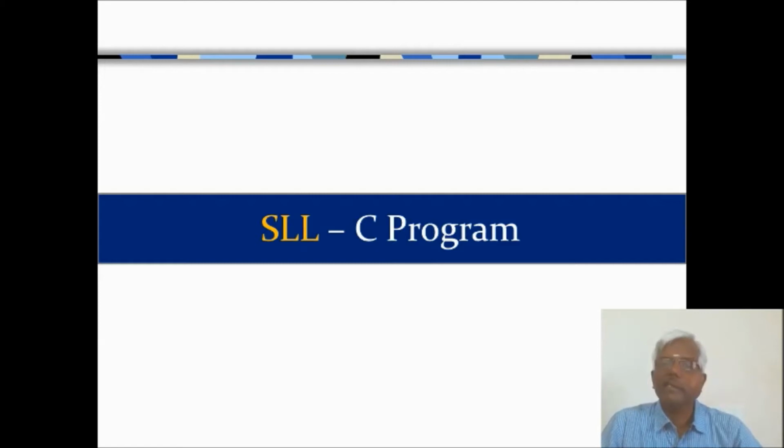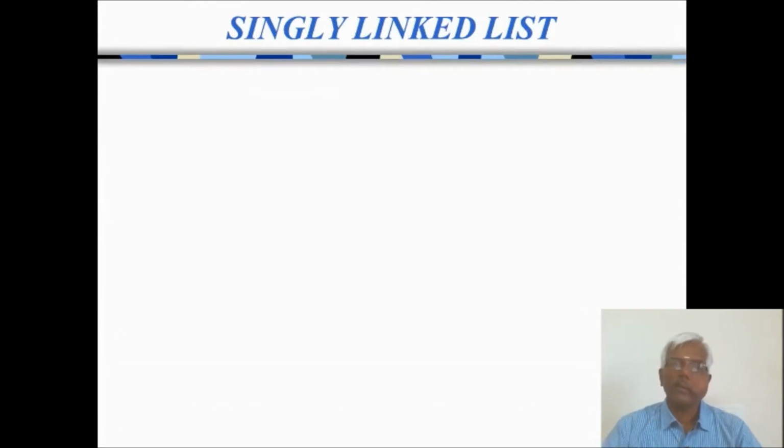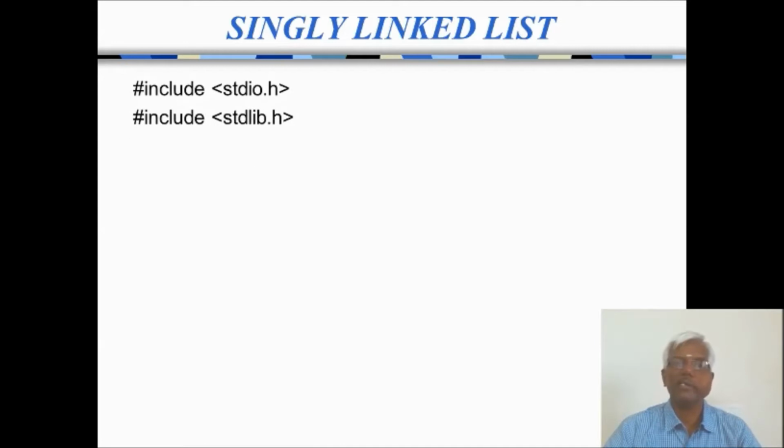Let me see a C program for implementing a singly linked list. So we already know what is the first statement of any C program. We have to include the header file. For a linked list program, we need two header files. One is, as usual, #include <stdio.h>. The second header file is stdlib.h, that is standard library.